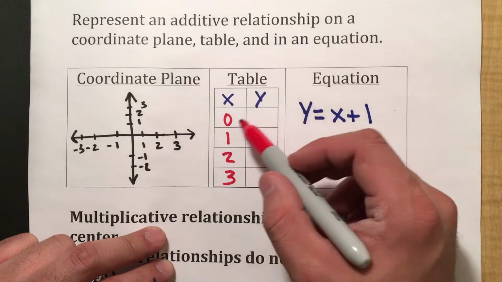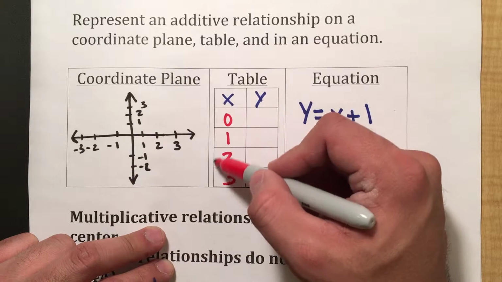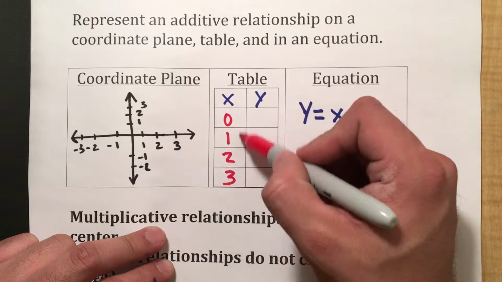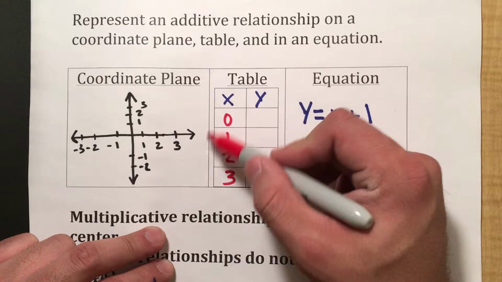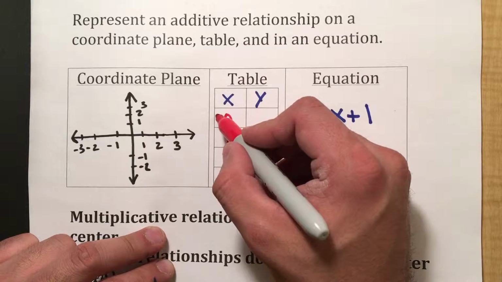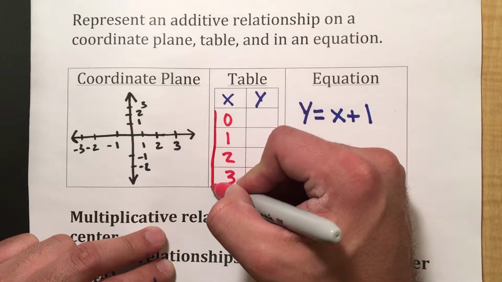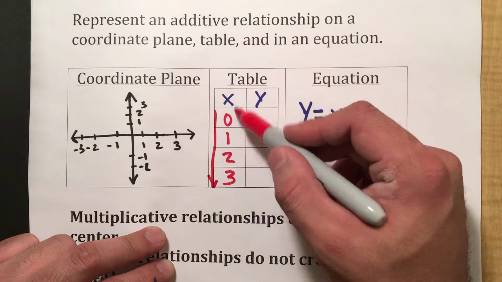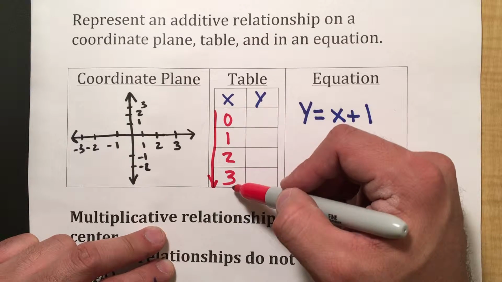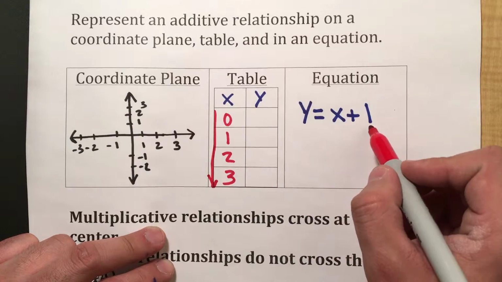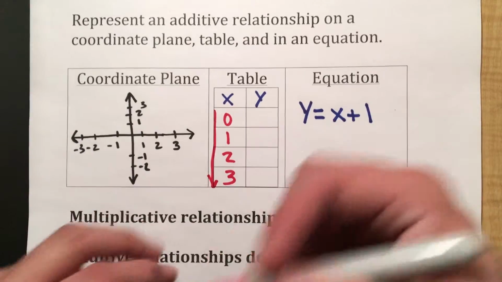Now I want us to understand that x represents any number in this table. X represents 0, 1, 2, 3. It could be any number in this table, and we just made up these numbers. But when we're referring to x, we're talking about any of these numbers. So x is equal to 0, x is equal to 1, x is equal to 2, x is equal to 3. And what do we do with our x values? We're going to add 1 to all of our x values.